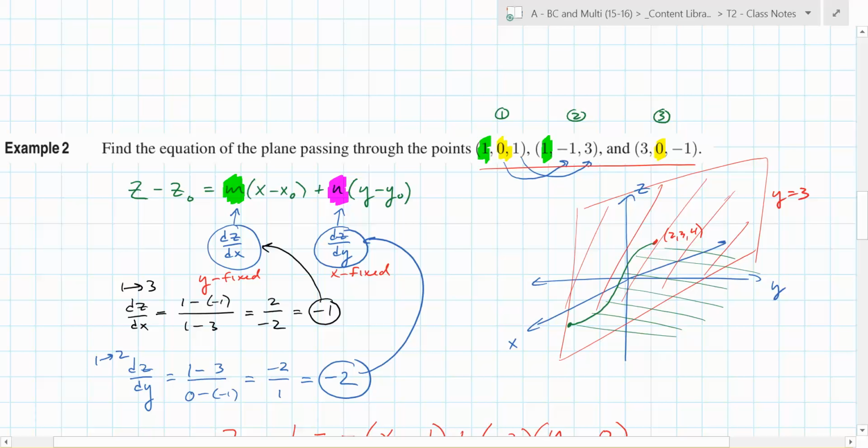What happens if they're in a line? What could you do with the plane? You could rotate it, right? If you have 3 points in a line, the plane could be rotated, and you'd have as many planes as you want. So in this case, I could ask you, find the equation of the plane passing through these points.